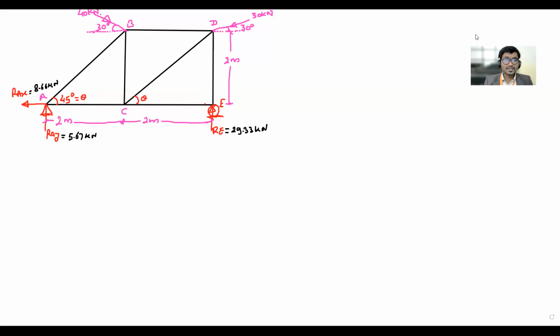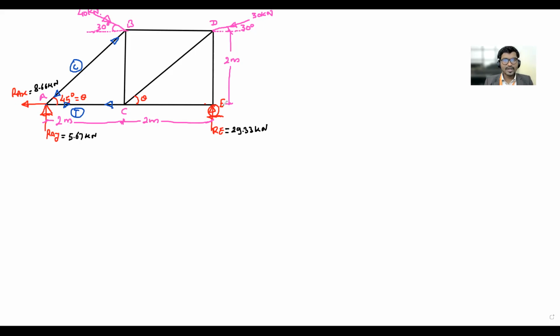Then I think we had analyzed the joint A. So tell me the nature of the force in AB, compressive or tensile? Compressive. So the direction will be like this. Is it correct? Yes, sir. Then AC, compressive or tensile? Tensile. So the directions will be like this. I think we have solved this one.